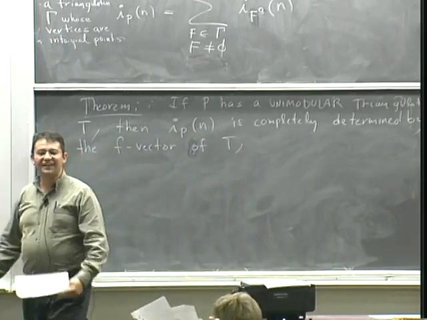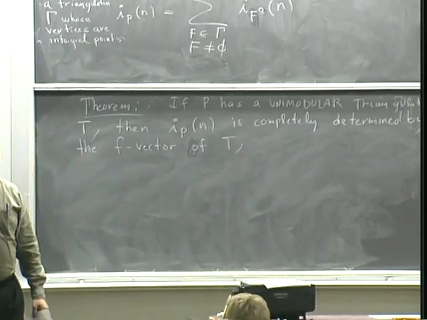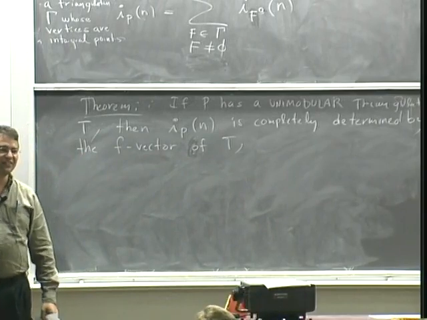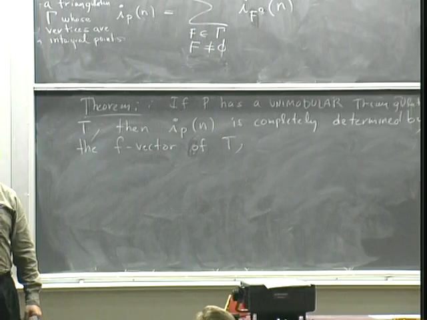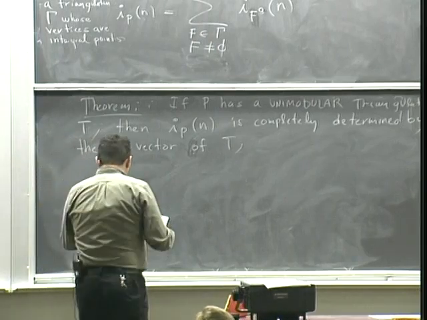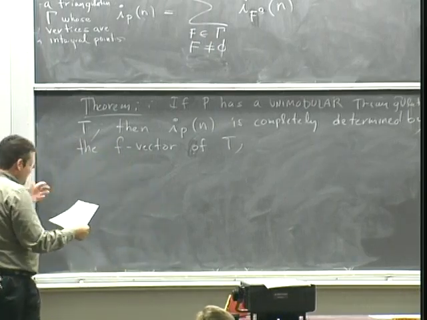Which is, again, let me repeat it, f1 is the number of edges, f0 is the number of vertices, and so on and so forth, right? Yeah, so sure. Let me tell you why.